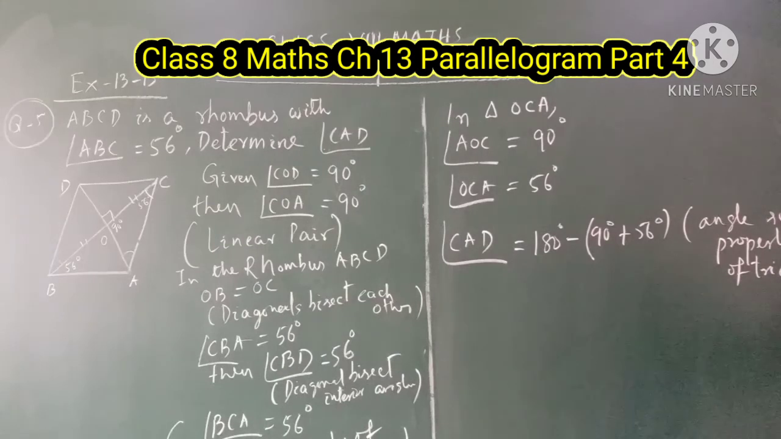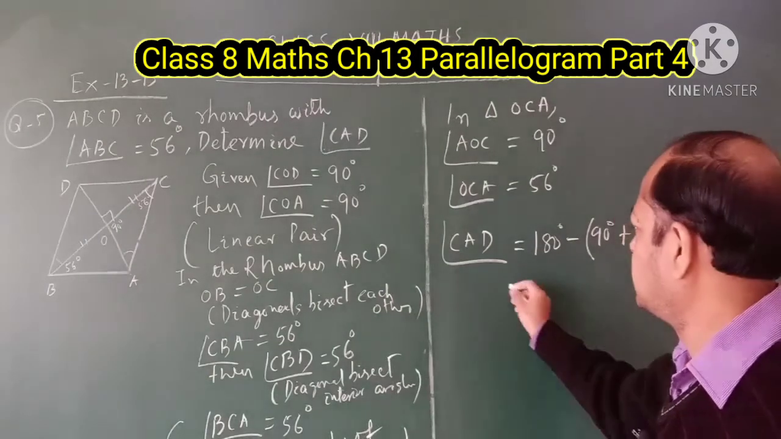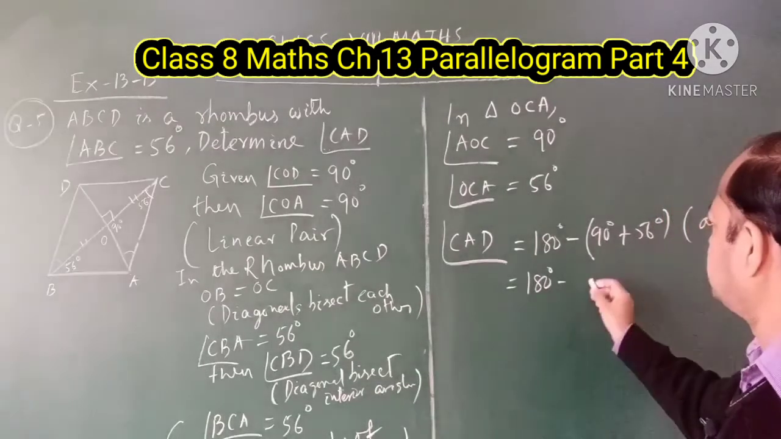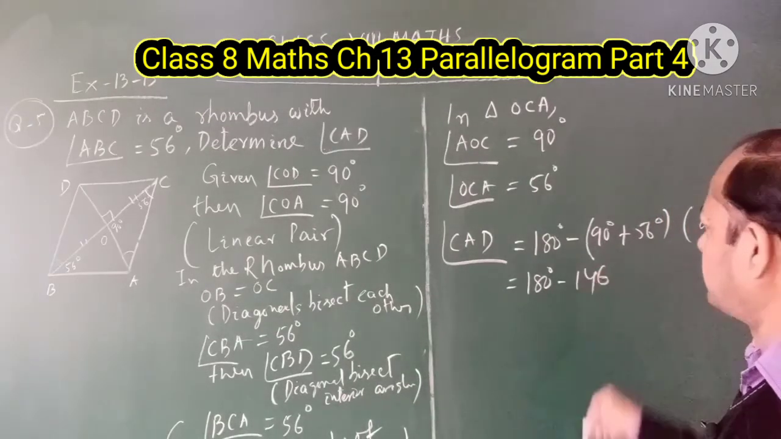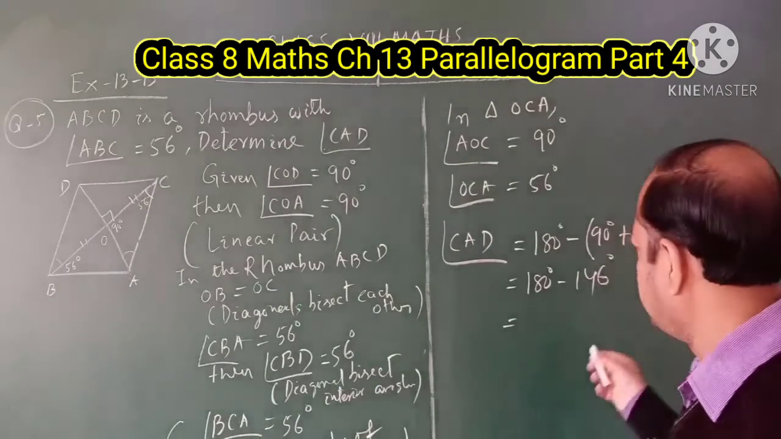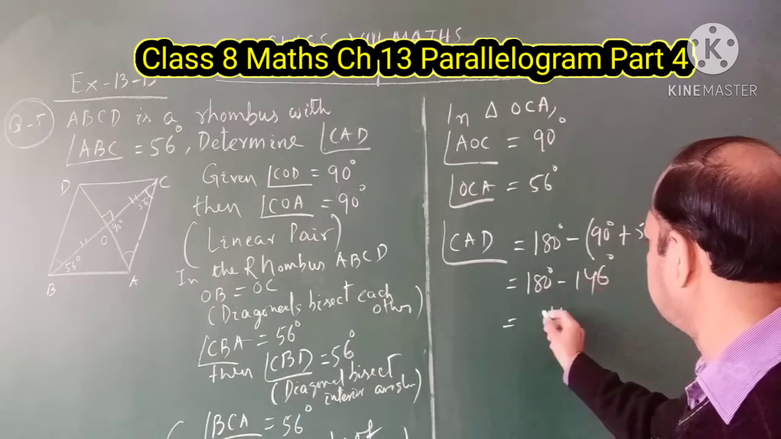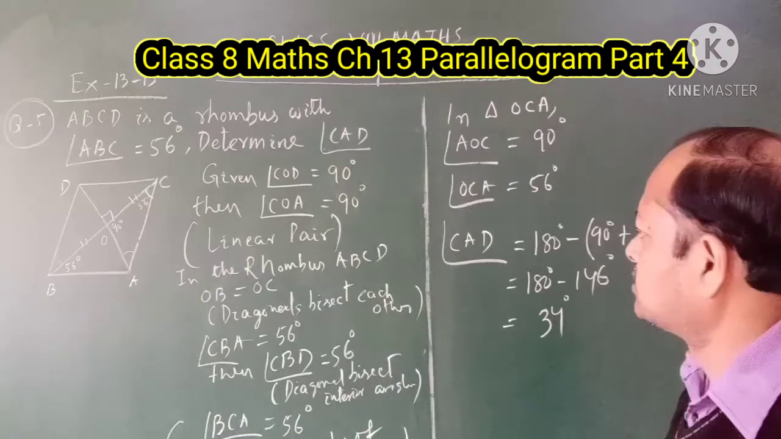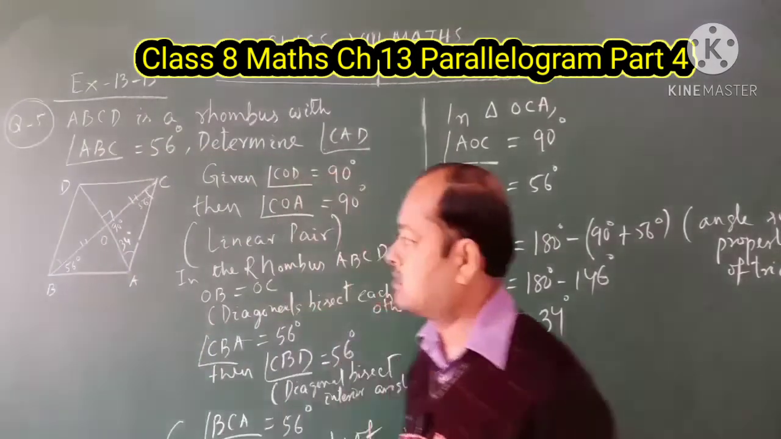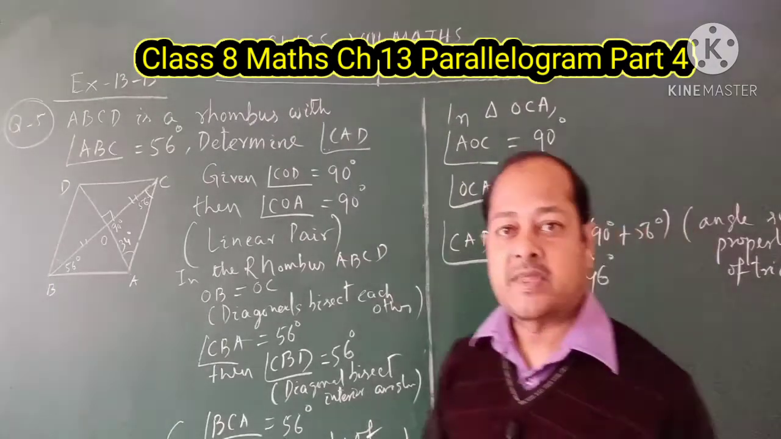Angle sum property of triangle, that is 180 degree minus (90 plus 56) degree. 90 plus 56, how much? That is 146 degree. So 180 minus 146 degree, let's find out. 10 minus 6 is 4, 7 minus 4 is 3, so 34 degree. So we have got CAD equal to 34 degree. Okay, so likewise we have solved and found the angle CAD, that is 34 degree.